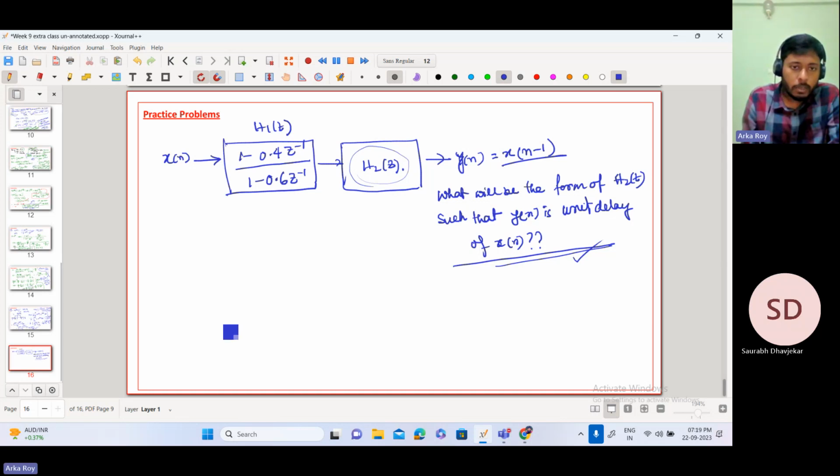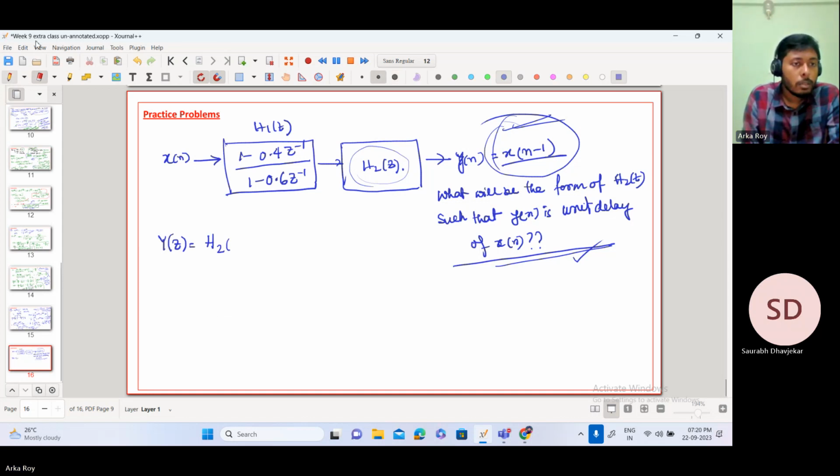So for this question, we have been told that y[n] should be the unit delay of the input. So if I just take the Z transform representation, let me forget about this final output. Given this particular system, this is a multiplication of these cascaded blocks, that is H2(z), H1(z), and X(z).